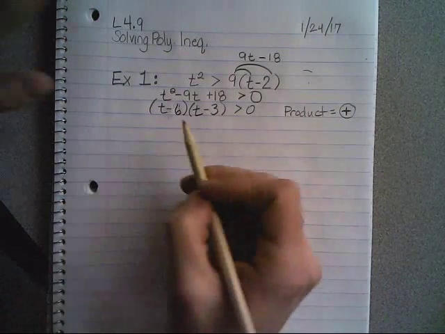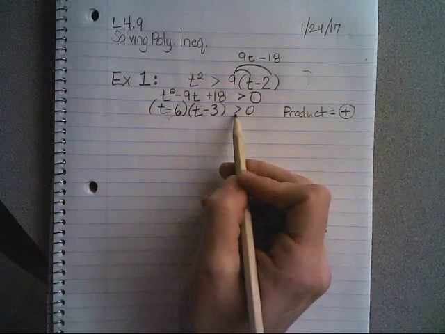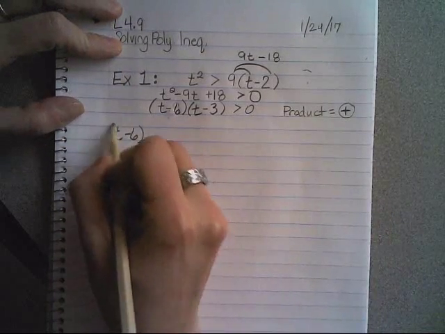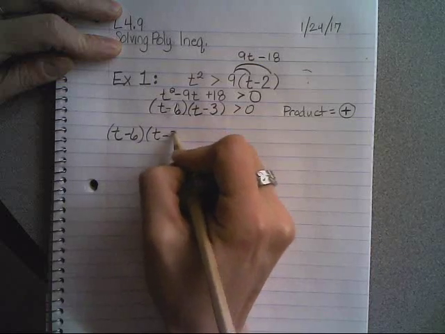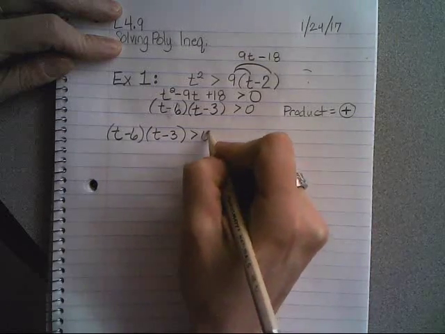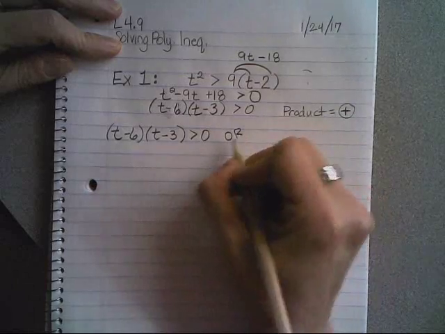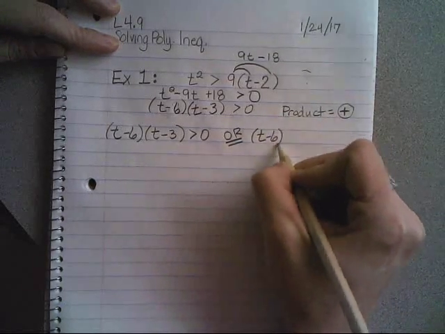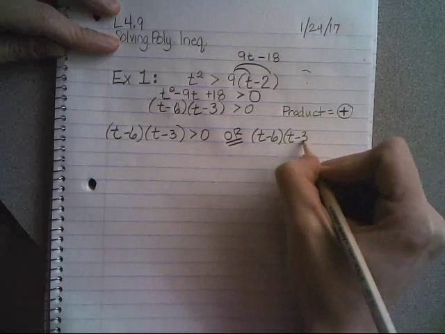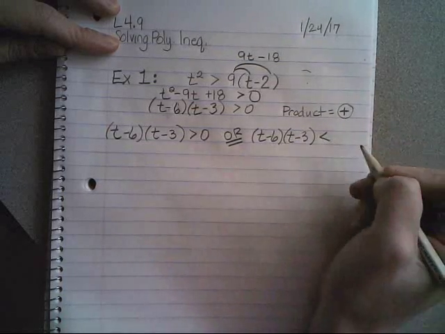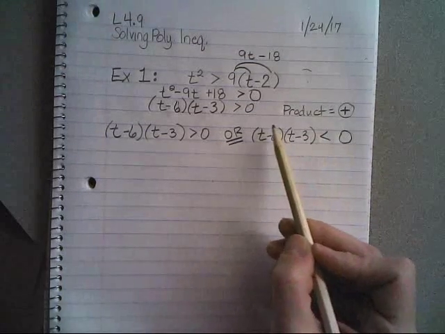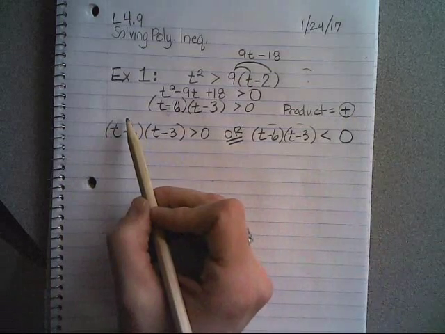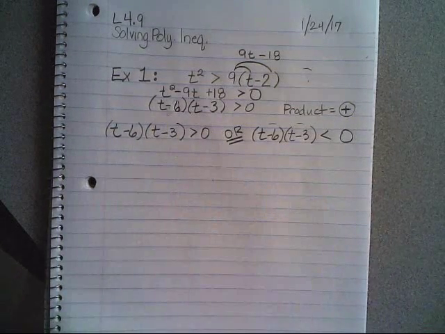That means that either both of these are greater than 0. I know this sounds weird. T minus 6, T minus 3. Either this is true, or this is true. Because this would create a negative negative, meaning a positive product, and this would create a positive positive, giving us a positive product.